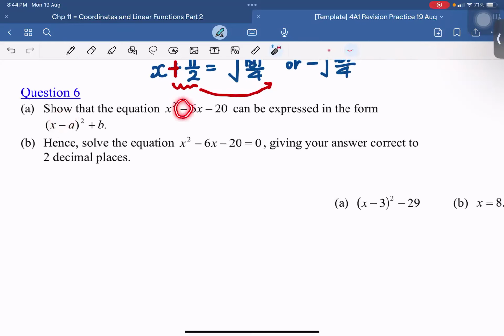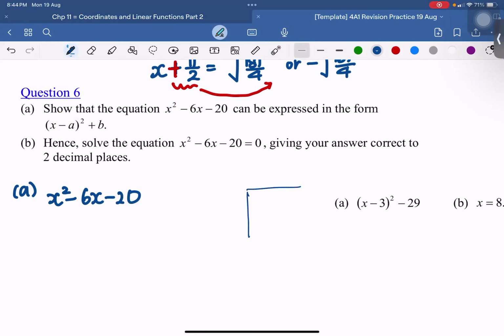You follow this one, right? If this sign is minus, then the one in bracket will be minus, right? So I have x squared minus 6x minus 20. Okay, allow me to do my long working. Okay, x squared. So x times x, most of you know. Anyone tell me what to put down here?